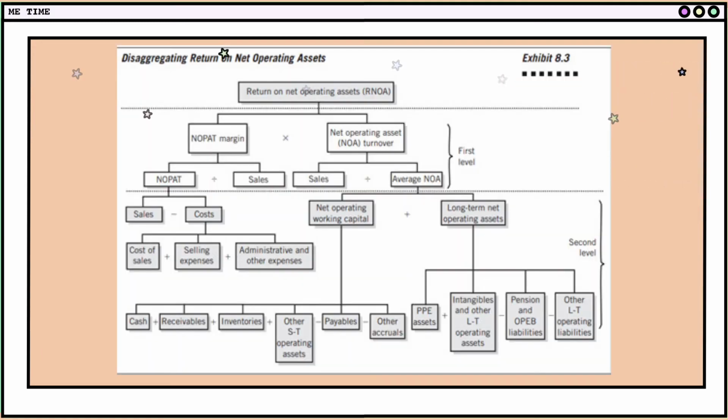This picture right here describes the major components determining return on net operating assets. The first level of this analysis focuses on the interaction of NOPAT margin and NOA turnover. The second level of analysis highlights other important factors determining profit margin and asset turnover.